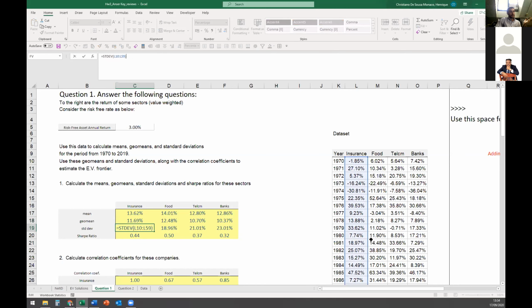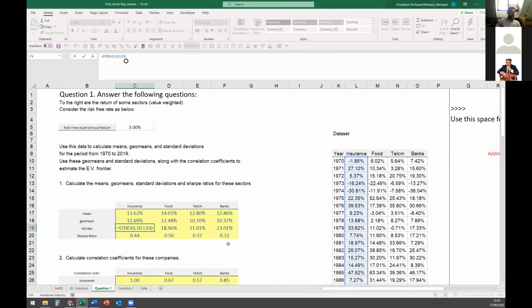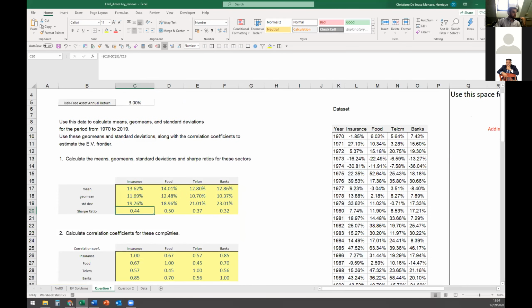Standard deviation is just the standard deviation formula on the returns here. Again, if you use the other interval that you added one to, you should get the same standard deviation because you just added one, you didn't change the distribution, but you should just run the standard deviation on the regular returns, although it will be the same result, okay?